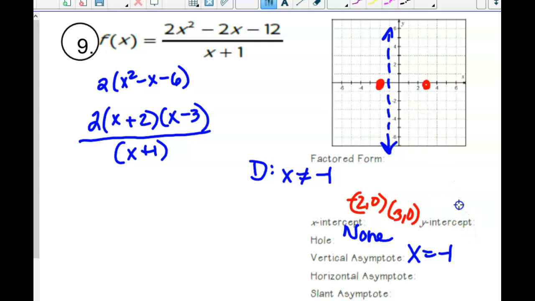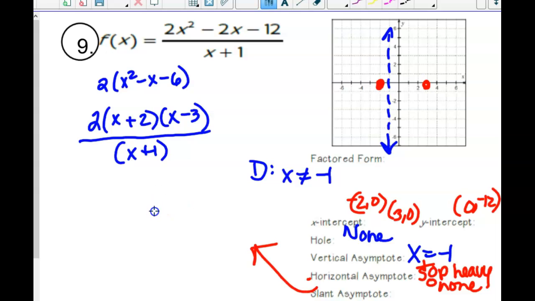Y-intercept, go back to the original one, somebody. Put in a 0 way back here and I get what? Negative 12 over 1 or negative 12, which isn't going to be on my graph paper. Okay, does it have a horizontal asymptote? Top heavy. Yep, so none. It does not have horizontal. Oh my goodness, I don't know what that says. So none, but it ran over. Top heavy, none.